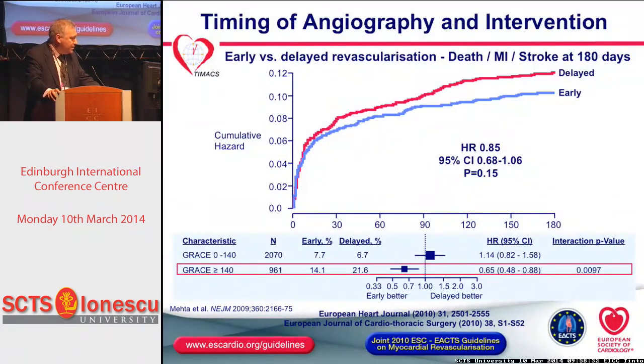And the second one is this analysis by Mehta, published in New England Journal of Medicine, early versus delayed revascularization, death, MI, and stroke at 180 days, comparison between delayed and early invasive, and you can see there is a benefit in favor of early. Well, it's not significant overall, but it is for a GRACE risk score of 140 or above. Now, Chris, if we go back to this patient, it means 115, so it means that we are here. So there is no evidence of early versus delayed invasive revascularization in this case. Okay.